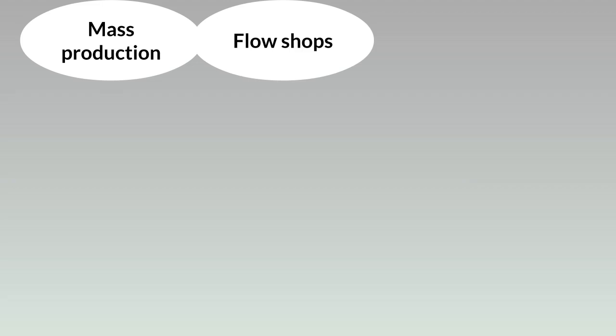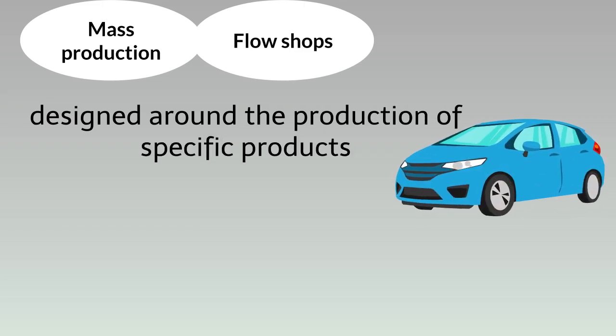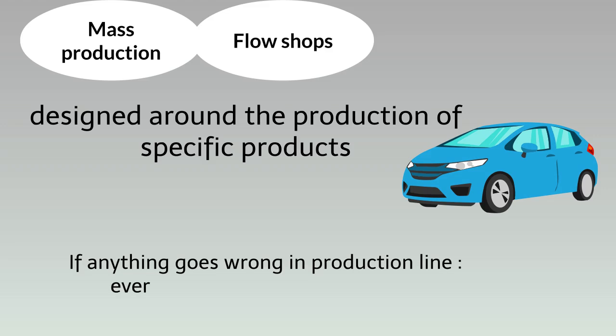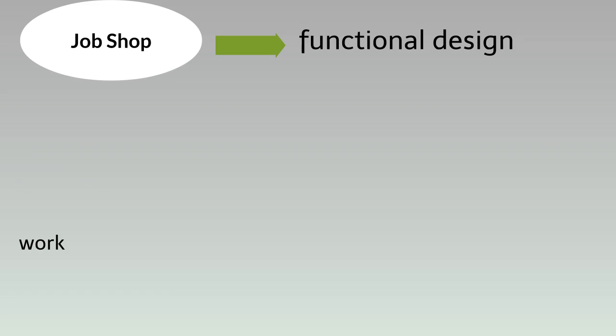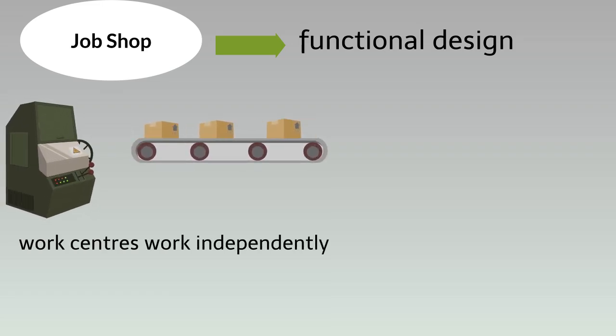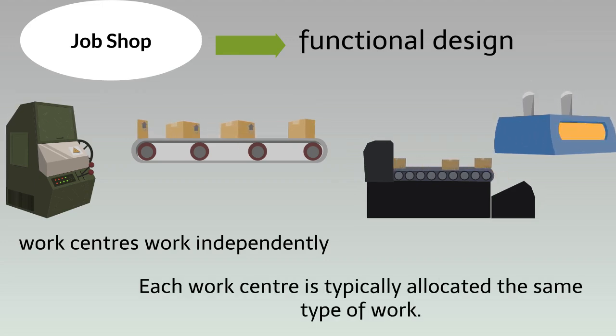Mass production, or flow shops, are designed around the production of specific products, such as motor vehicles. If anything goes wrong on a production line, everything comes to a standstill. In a job shop environment, however, the production facility has a functional design, meaning that different work centers can work independently, and each work center is typically allocated the same type of work.